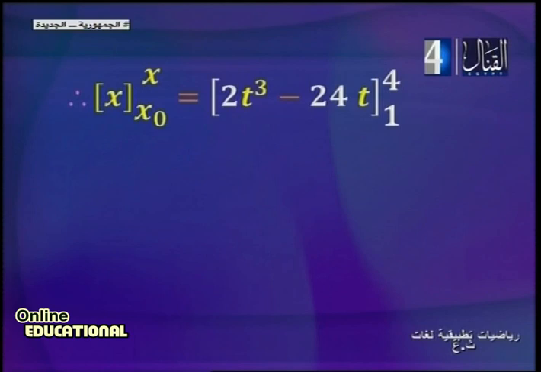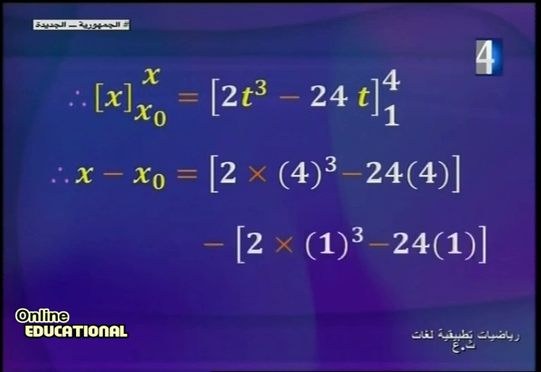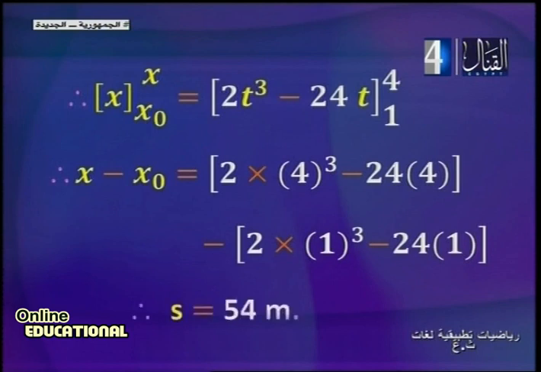And the integration of 6t power 2 minus 24 is 2t power 3 minus 24t from 1 to 4. We can substitute the left hand side x minus x node equals the right hand side 2 multiply 4 to the power 3 minus 24 times 4 minus 2 multiply 1 power 3 minus 24 times 1. The left hand side x minus x node equals the displacement s, and the right hand side equals 54 meters. Then the displacement during the time interval t belongs to closed interval 1 and 4 equals 54 meters.